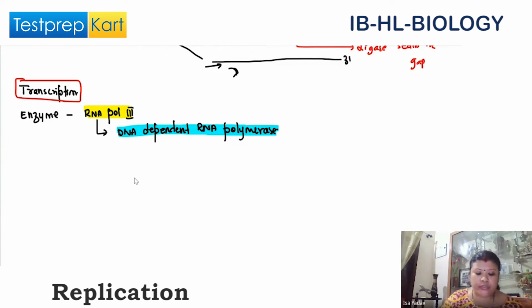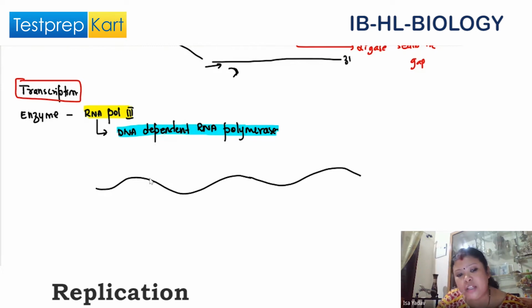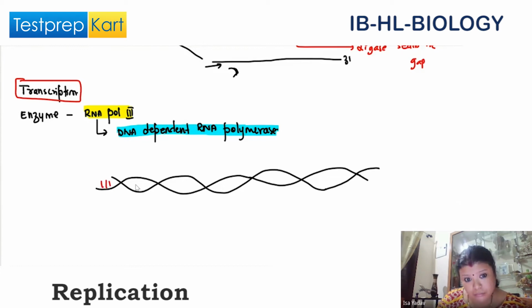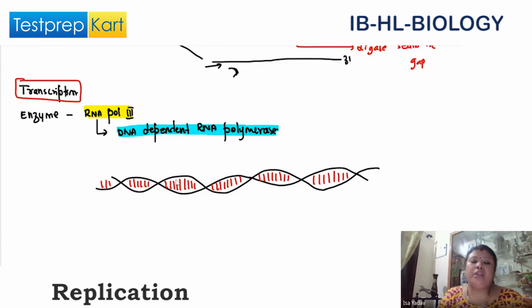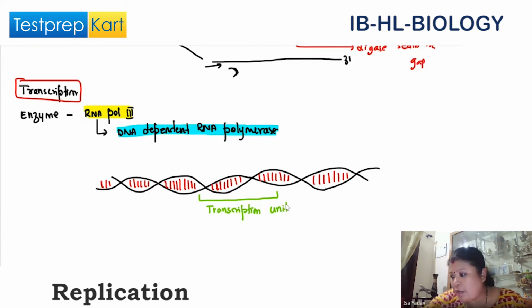So let's see on this part. Now how do we know which section of DNA will undergo transcription? So same thing, DNA, we'll see here. Not all segments of DNA will undergo transcription. A specific gene is there in DNA that will undergo transcription. Imagine only this section. This is called the transcription unit.